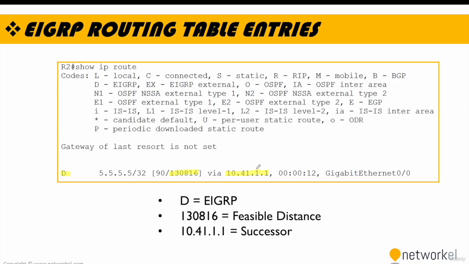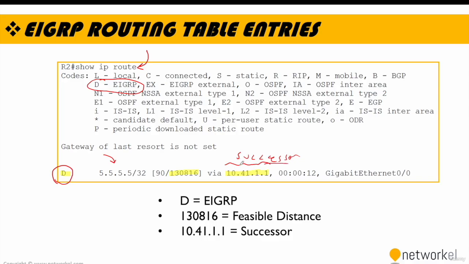So let's have a look at the EIGRP routing table entries. I can see the EIGRP routing table entries by typing show ip route. First of all, I am seeing one letter here, which is D. Remember, in OSPF it was O and in EIGRP it is D. So D means I am reaching this network with the help of the EIGRP protocol. And then I have my successor. This is the successor.